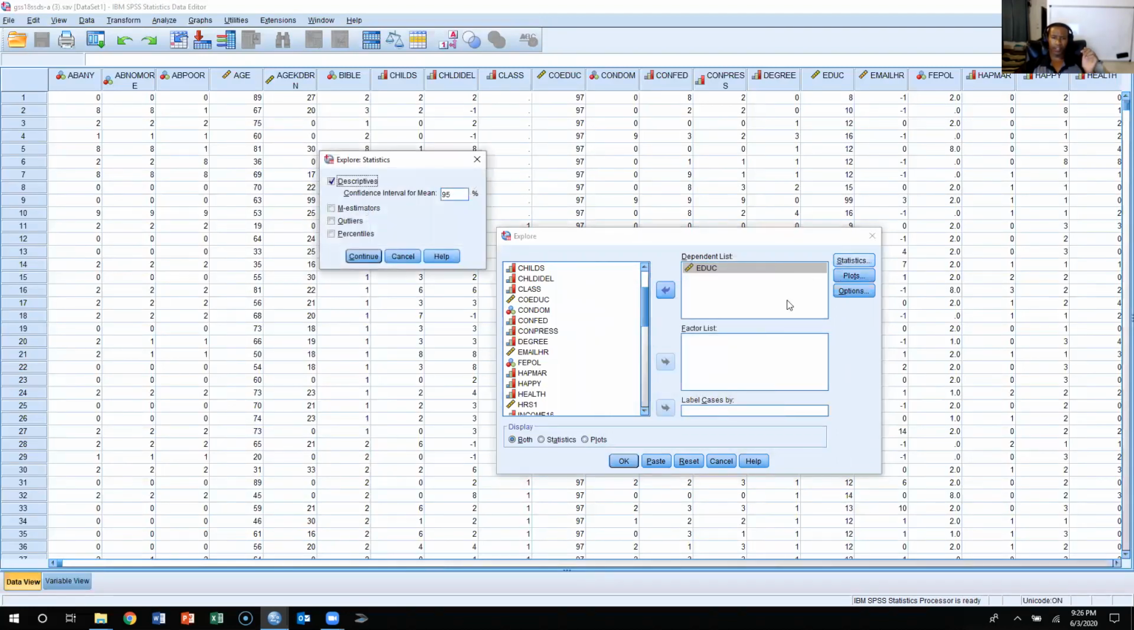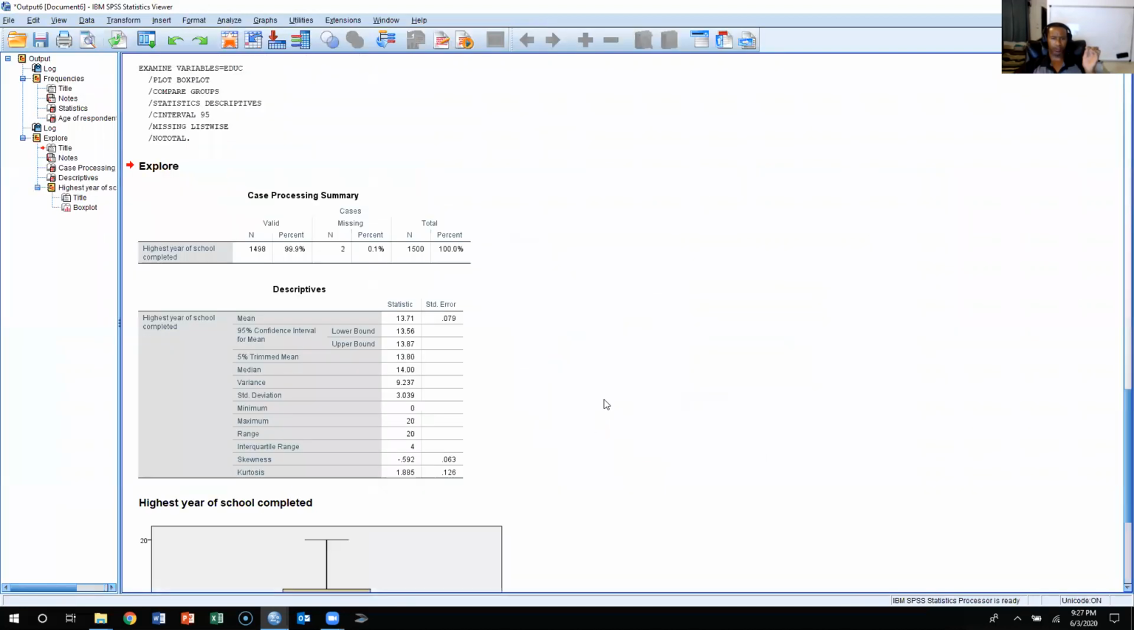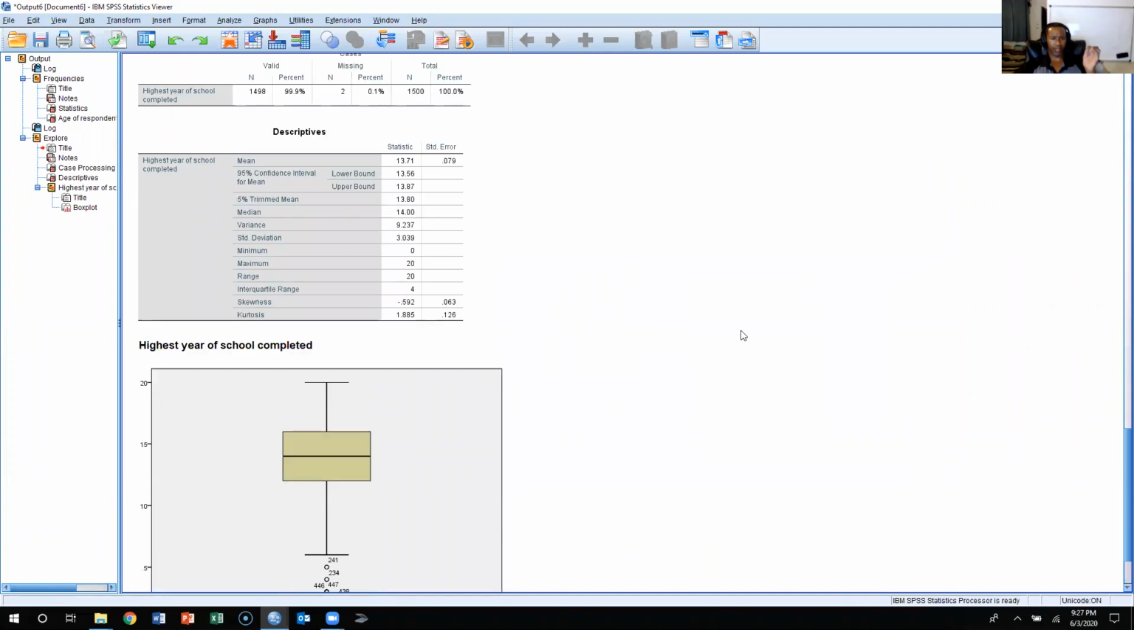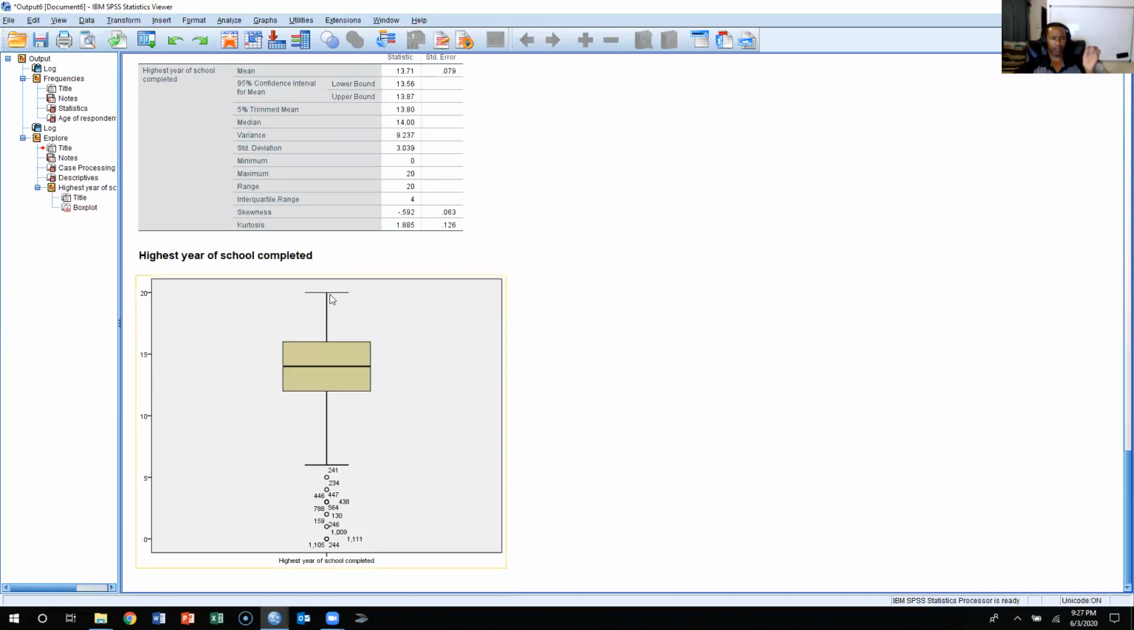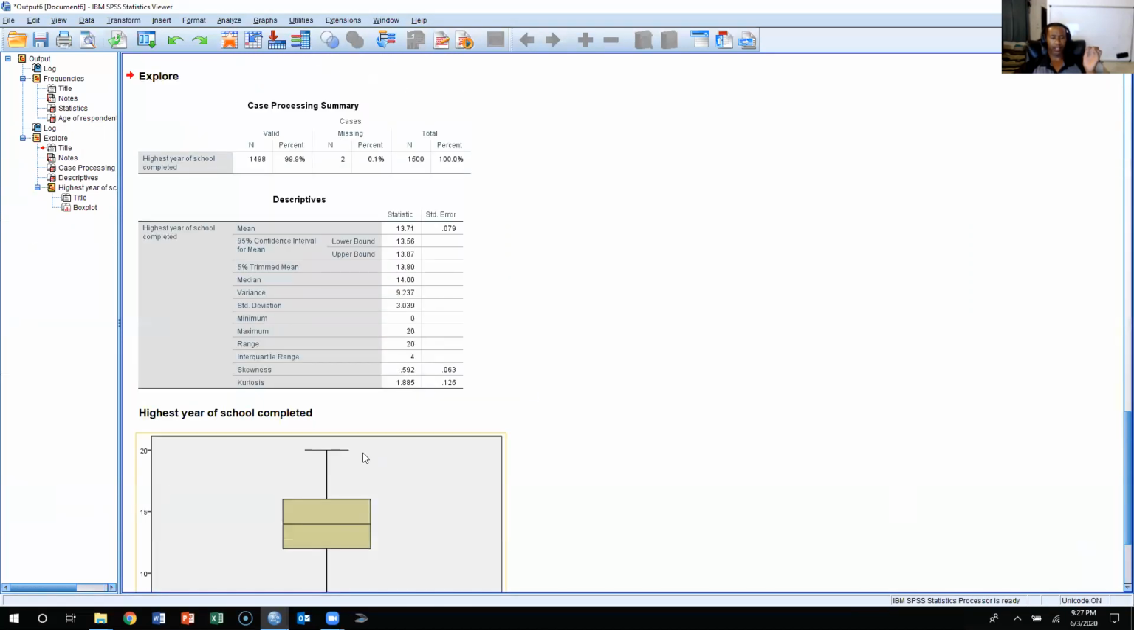Then I'm going to check out the statistics. That's going to provide me the 95% confidence interval. That looks good. Press Continue, and then press OK. Okay. Now it has provided me with a box plot here, and it has provided me the mean. So the mean highest year of school completed is 13.71.